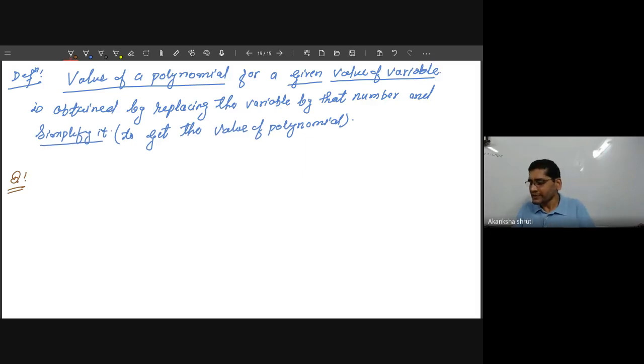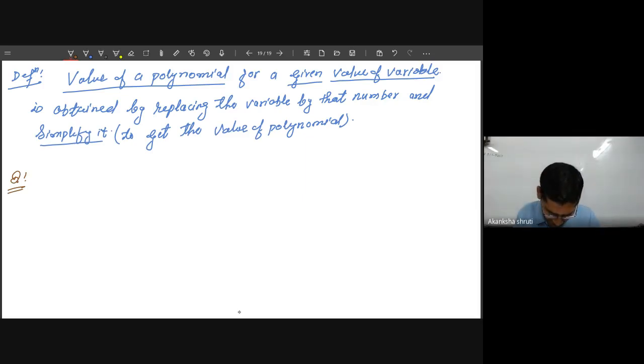About zero we will define that later. A specific condition is satisfied for a variable to be a zero: if the value of the polynomial is coming as 0, then that value of x is called a zero of the polynomial. That is again the same concept, but we will discuss it separately. Then which kind of question is framed here? A specific value of x will be given and you have to calculate the value of the polynomial.